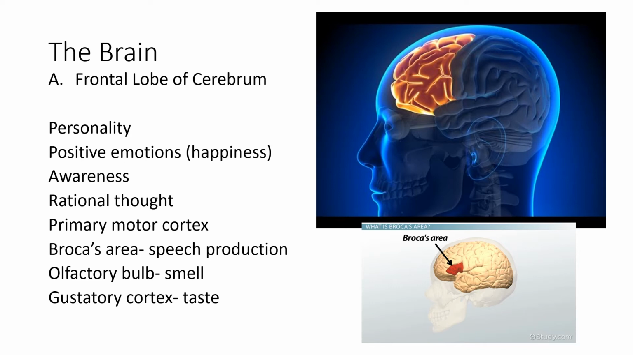There's also a structure called an olfactory bulb, which is like a little nub kind of sticking down from the frontal lobe at the bottom posterior to the eyes, and that has to do with reception of smell. And then there's also the gustatory cortex, which is involved with your sensation of taste. So those are all parts of the frontal lobe of the cerebrum.